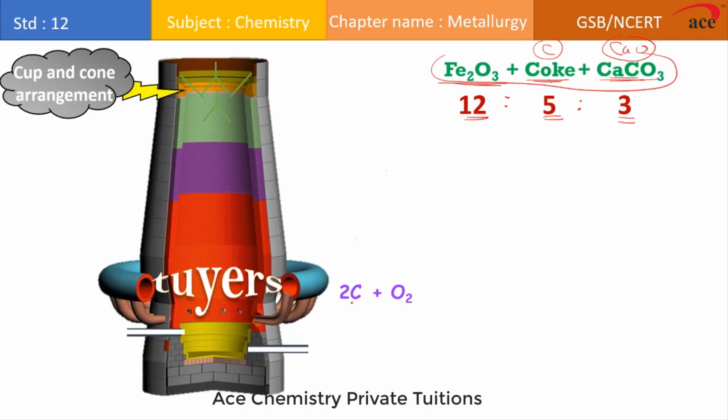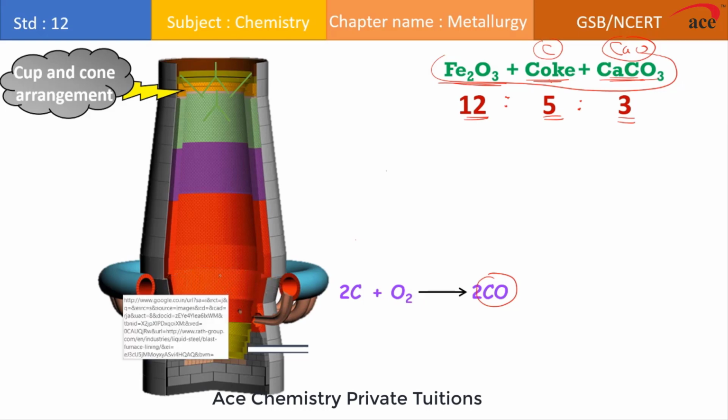Once this hot and compressed air enters the lower part of the furnace, it approaches the coke, that is carbon. Immediately it combines with the carbon and forms carbon monoxide, the gaseous product. This reaction takes place at the bottom part of the blast furnace at a temperature of about 2000 Kelvin. This temperature is very high, students, and as per thermodynamics or the Ellingham diagram, carbon monoxide formation is favored at very high temperature.